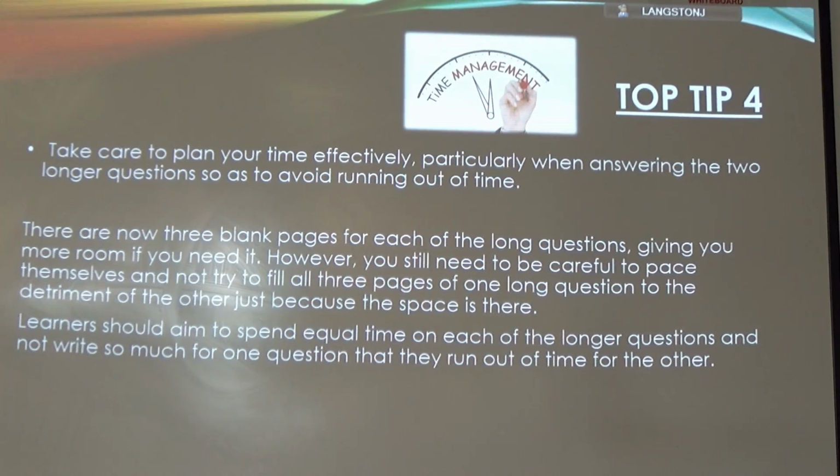However, you still need to be careful to pace yourselves and try not to fill all 3 boxes if you know you don't have time to do that. Learners should also aim to spend equal time on each of the longer questions and not write so much for one question that you may run out of time for the other, like I explained before, okay?